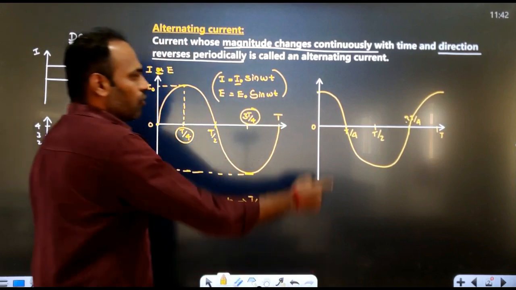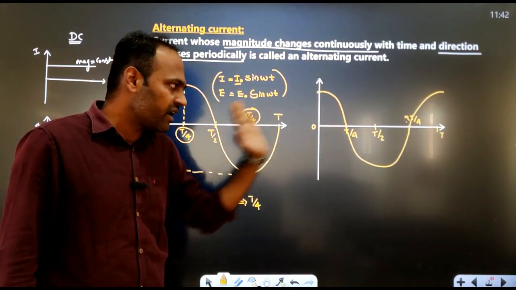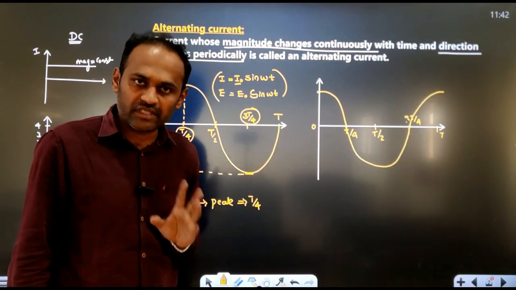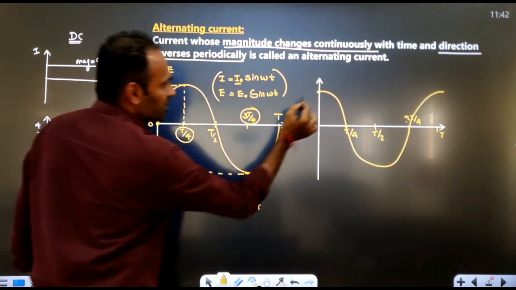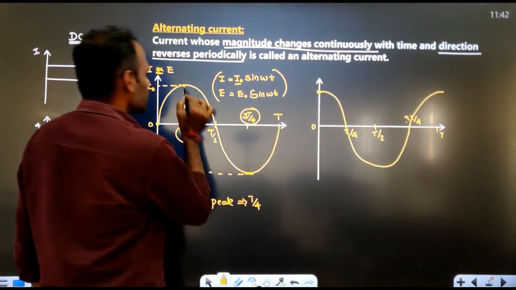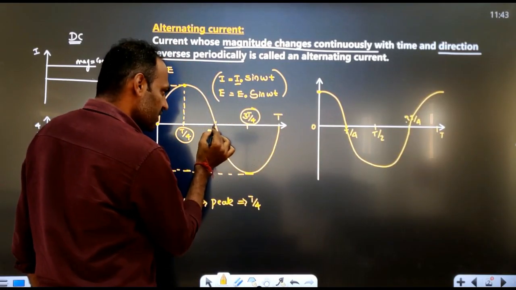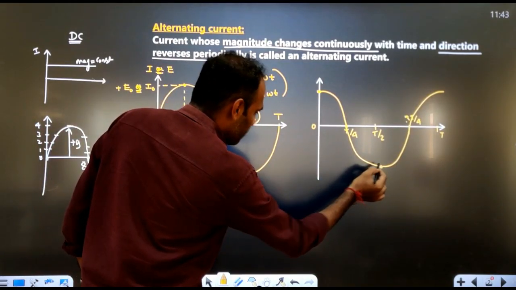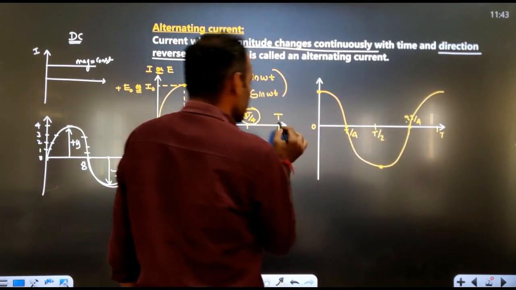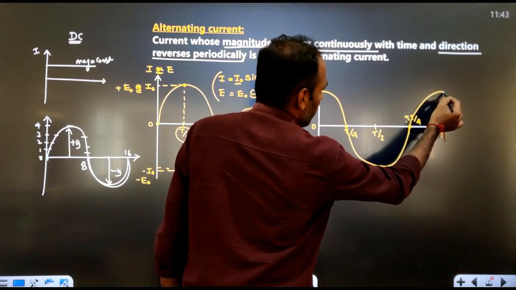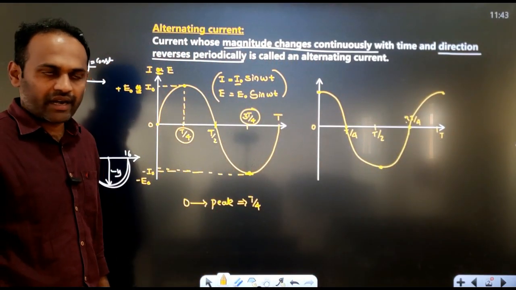Okay, see what is the difference? This is alternating current. This is also alternating current, this is also alternating current. But the difference is, when this wave is minimum, this wave is at maximum. When this wave is at maximum, this wave is at minimum. When this wave is at negative maximum, this wave is 0. When this wave is 0, this wave is maximum. So when this is minimum, that is maximum, correct?